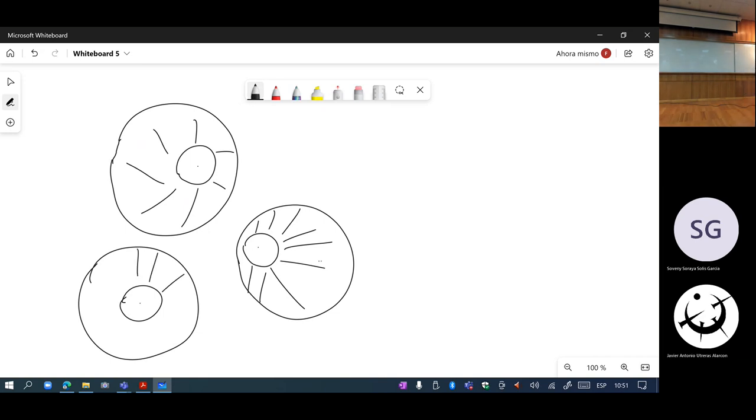And I'm saying that among all these configurations, this is the Omega star that we were looking for. So lambda one of this Omega star is greater than or equal to lambda one of Omega for every Omega in my family of admissible domains.